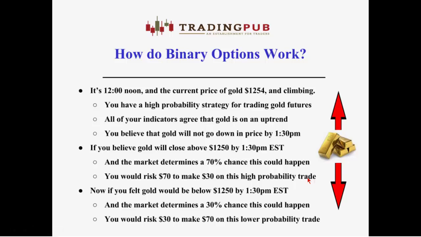Now let's take a look at the other side of that coin. Let's suppose that the gold is at 1254 and you think there's going to be a reversal, and it's actually going to drop below 1250 by 1:30 p.m. and your indicators are showing that reversal. Well, if it's at 1254 and you think it's going to be below 1250, the marketplace might disagree with you, and they might determine that there's a 30% chance that that's going to happen. And in that particular scenario, you would be risking $30 to make $70 in profit on a lower probability trade.